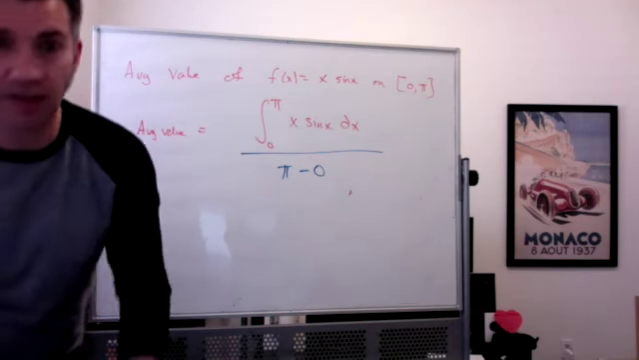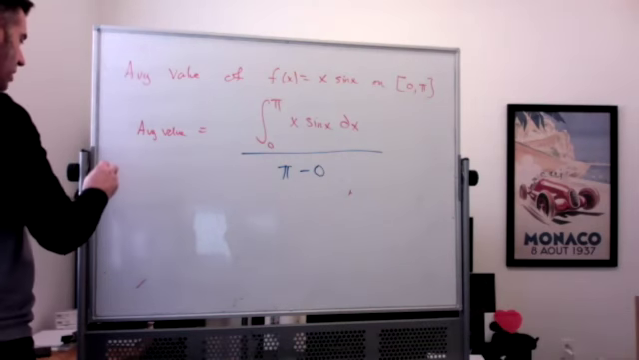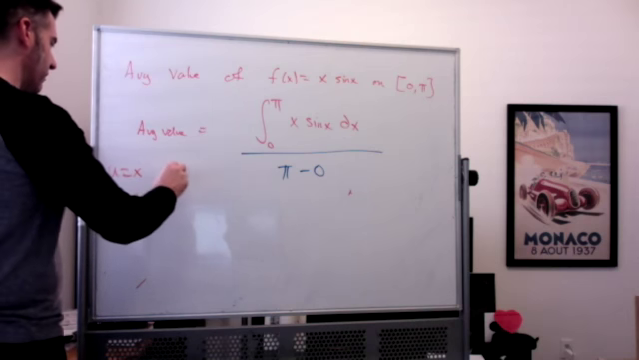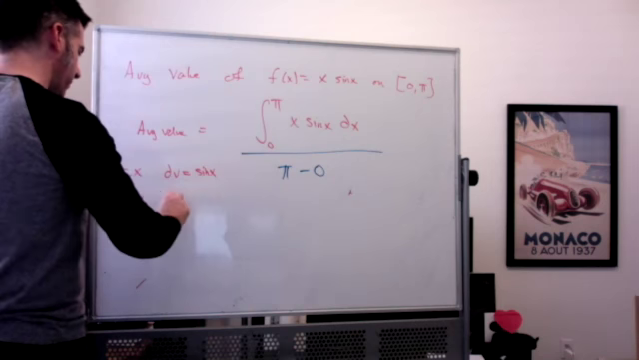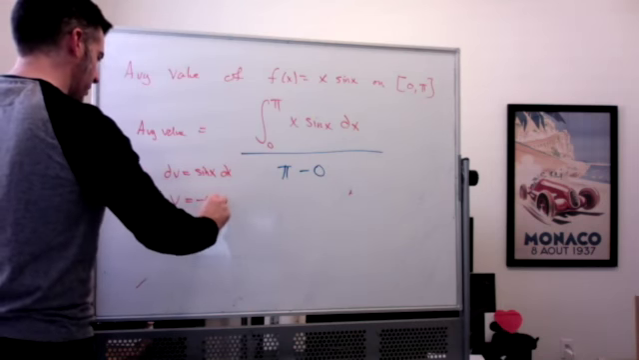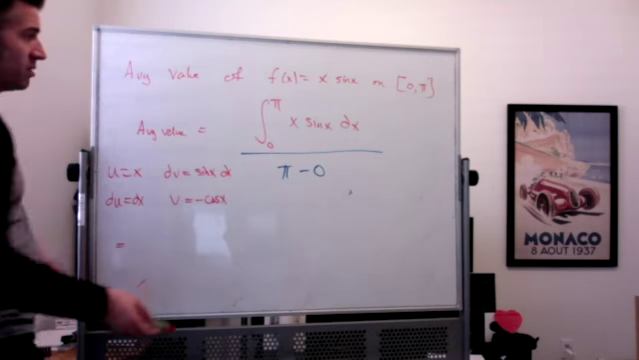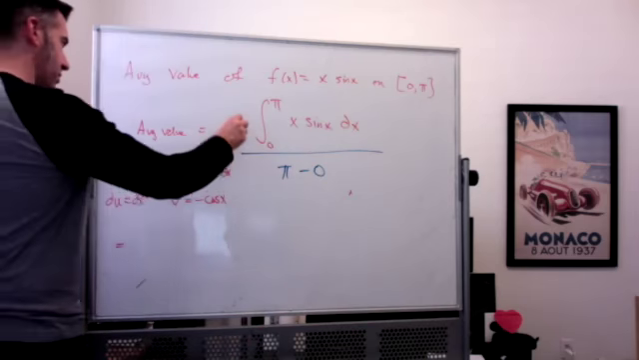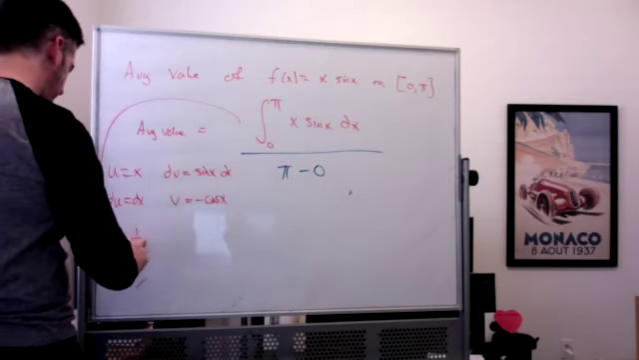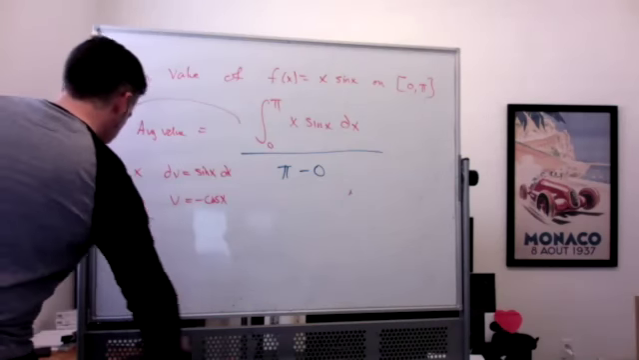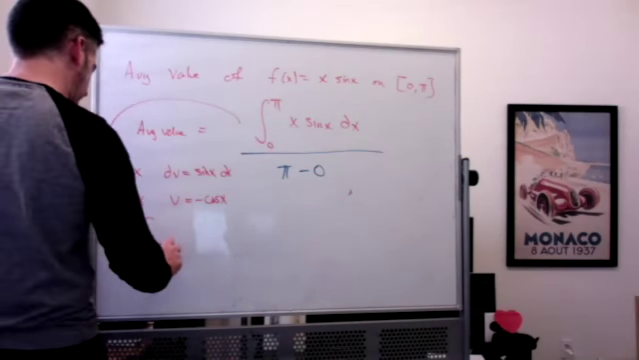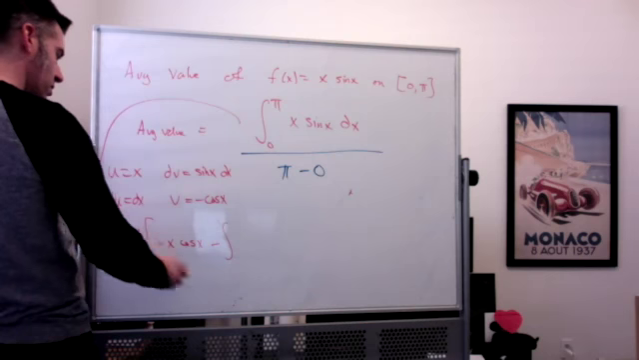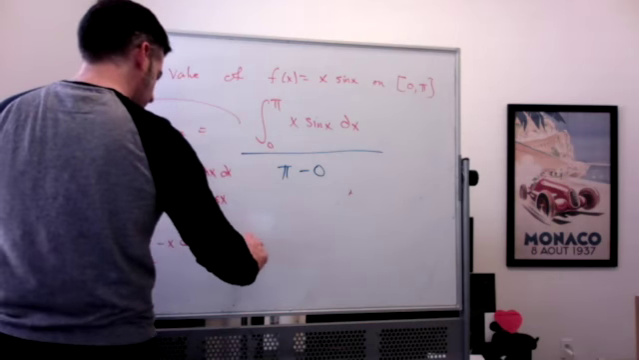So in this case, we'd have to do integration by parts. We'd have u equal to x, du equal to dx, dv equal to sine of x, v equal to negative cosine of x. So usually people, instead of dividing by this, they say multiply by 1 over pi. So this is equal to 1 over pi times u times v, so negative x cosine x, minus the integral of v du. So minus and minus is plus cosine x dx.